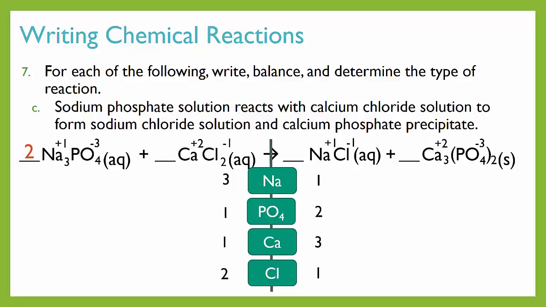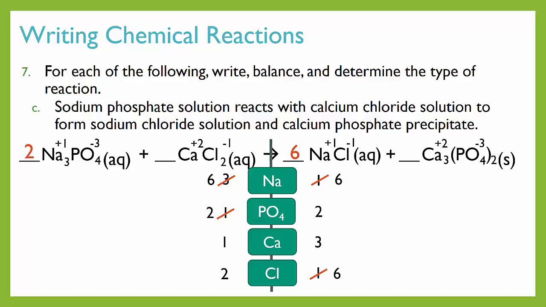So I'm going to start with my phosphate. So if I put a 2 in front of the sodium phosphate, that's going to go ahead and give me my 2 phosphates, but it also gives me 6 sodiums. Now I'm going to go ahead and fix my sodium. So if I put a 6 in front of NaCl, that gives me 6 sodiums, but also 6 chlorides.